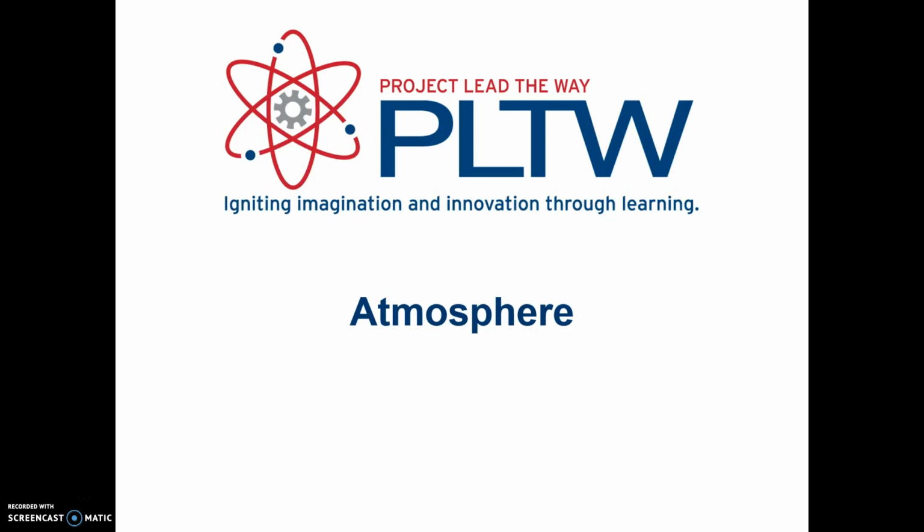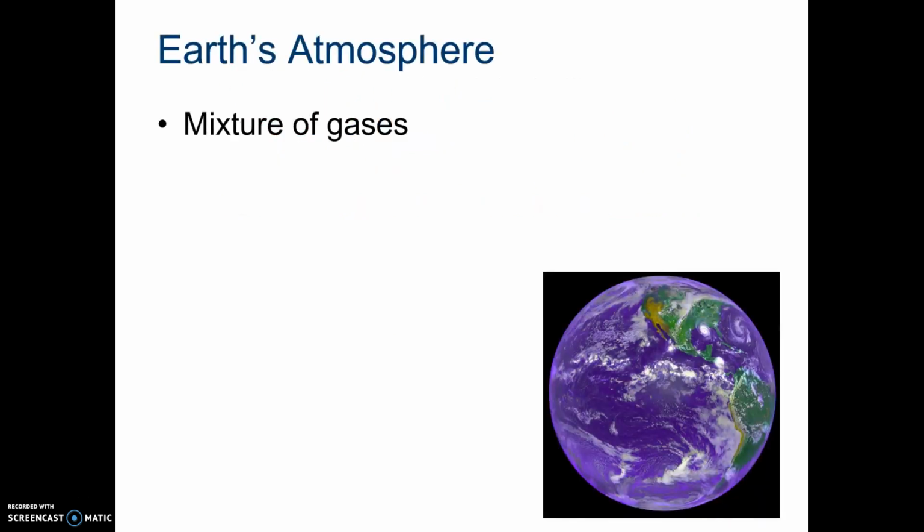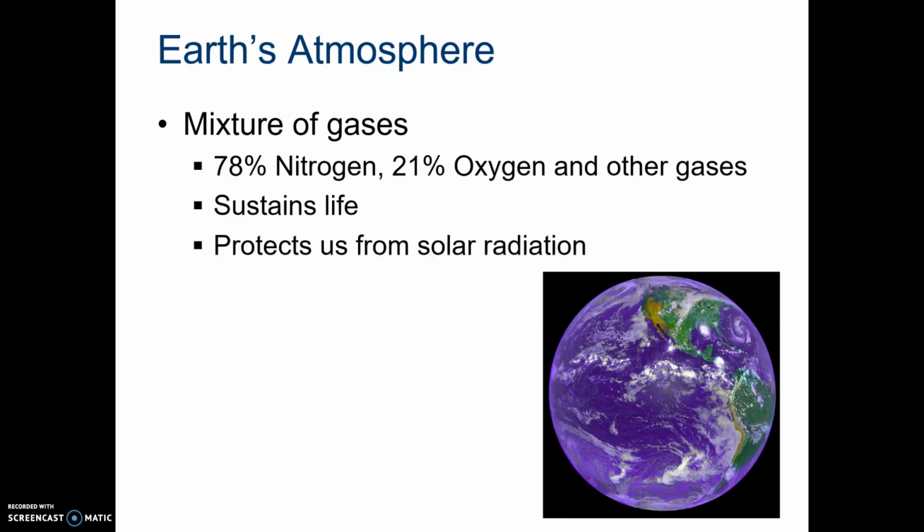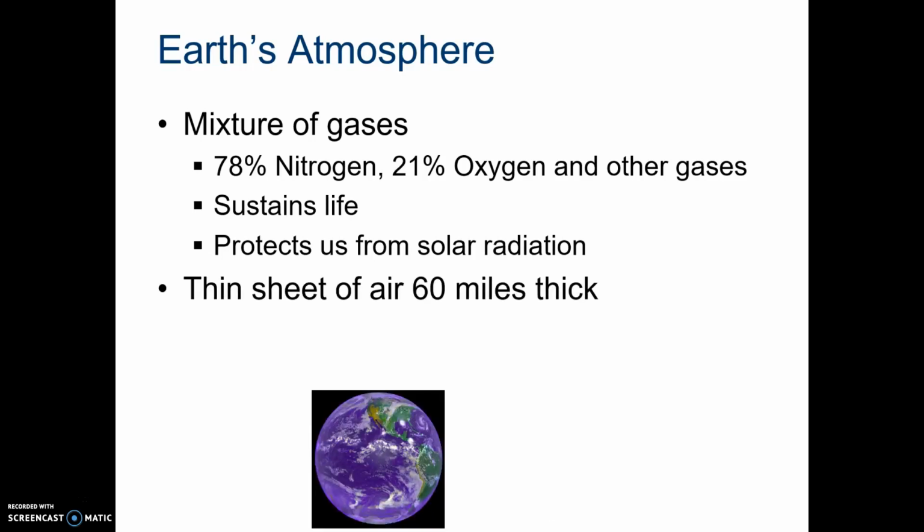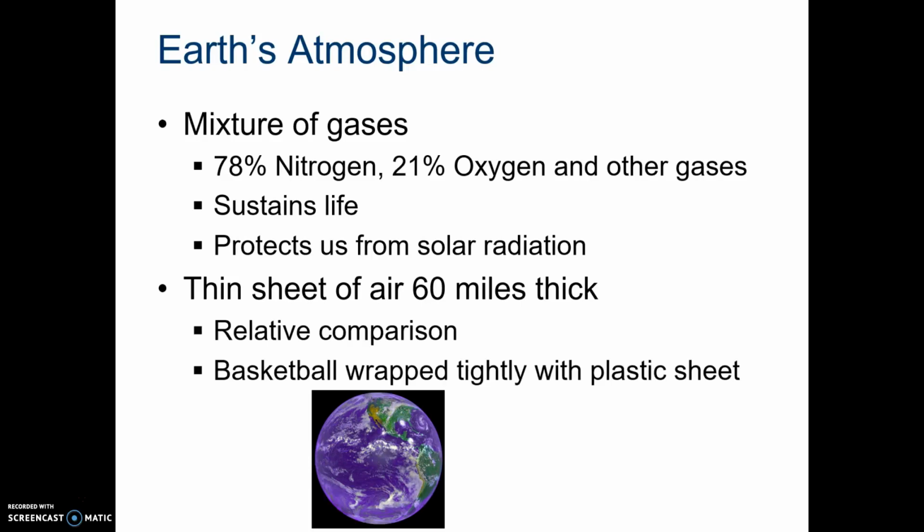Okay, here we go. Earth's atmosphere is a mixture of gases, obviously. 78% nitrogen, 21% oxygen, and other gases sustain life and protect us from solar radiation. It says a thin sheet, which is kind of funny. That thin sheet is actually 60 miles thick from the Earth's surface to the upper limits of the atmosphere. A relative comparison: if you had a basketball wrapped tight with plastic wrap, like Saran wrap, that would be basically the same ratio.